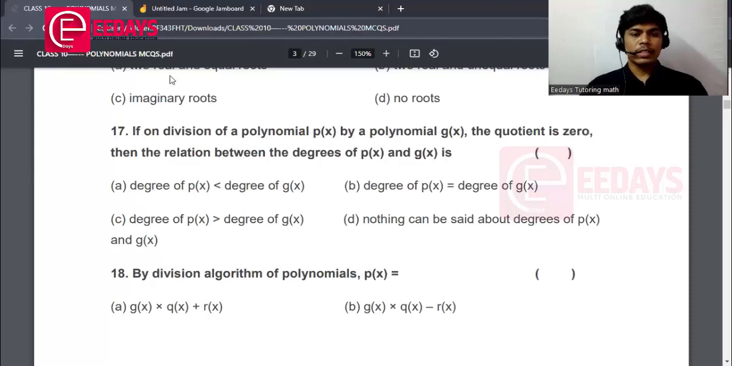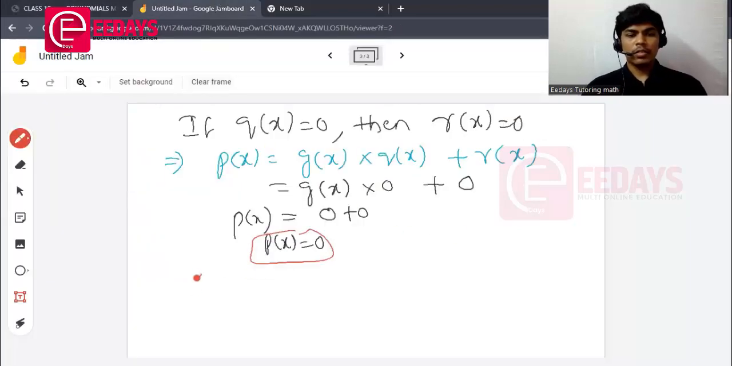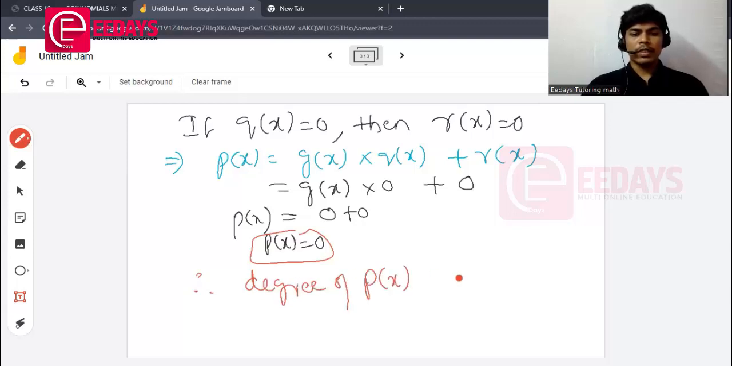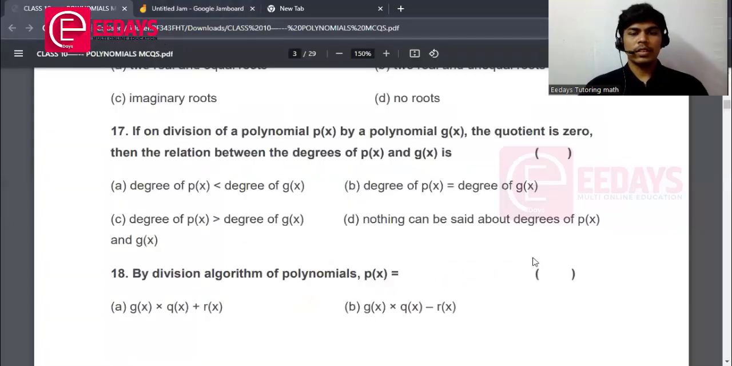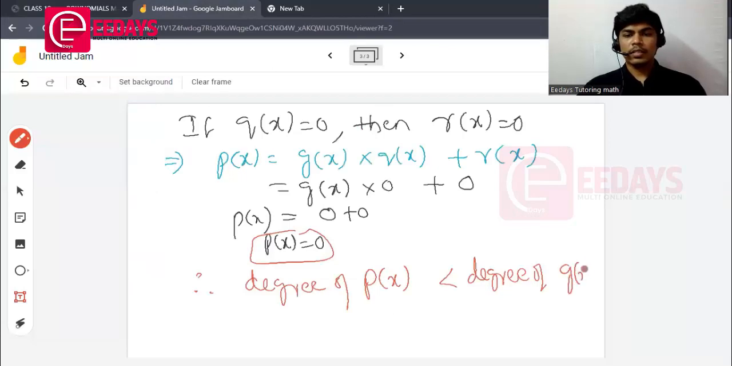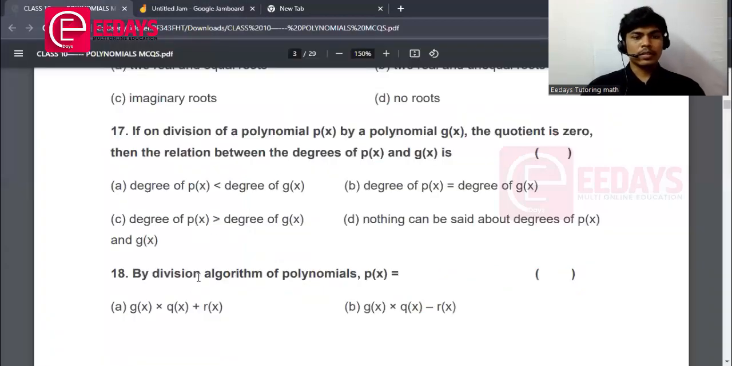So the degree of p of x is less than the degree of g of x. Option A is the correct answer. I hope everyone understood how to do this. This equation, the division algorithm formula, is very, very important. Okay, so that is our question. Let's move on to the next question.